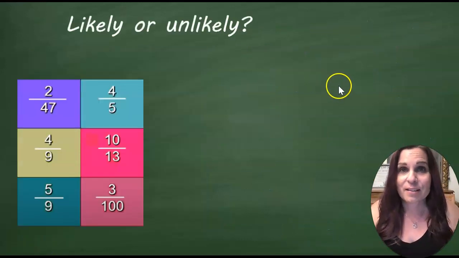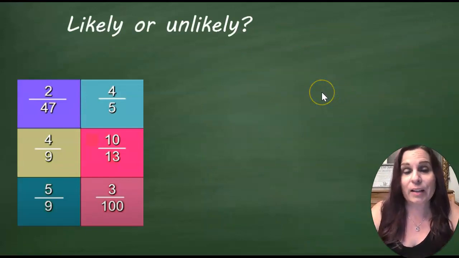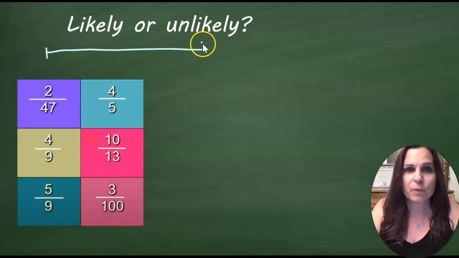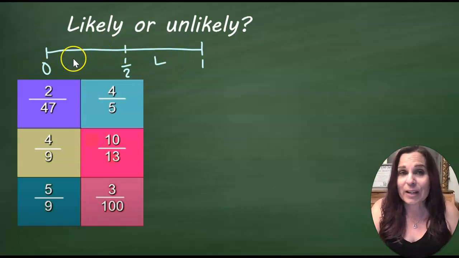All right, let's take a look at some of these fractions and decide if these probabilities are likely or unlikely. Remember, we have sort of like a continuum. It goes from 0 to 1. 0 being unlikely or not going to happen at all, no chance. 1 being it's definitely going to happen. So if a fraction is larger than 1/2, it's likely. If it's between 0 and 1/2, it is unlikely.